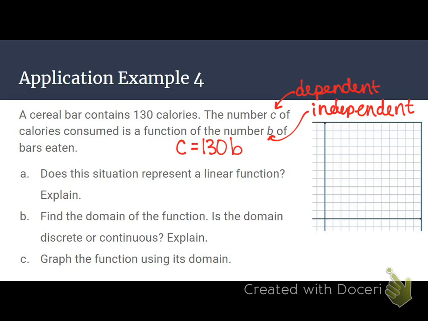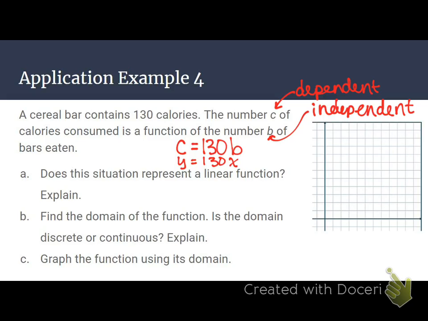Now, if you would rather set this up with y equals 130x, that's fine. They used c and b this time. But if you want to keep it x and y, we still identified our dependent and independent variables.